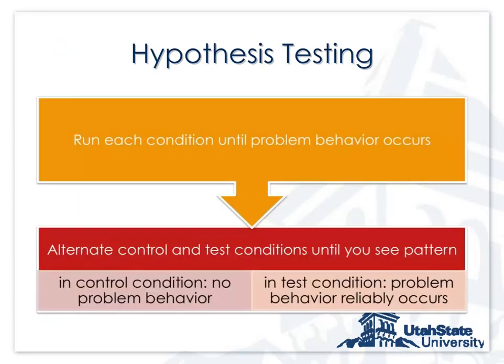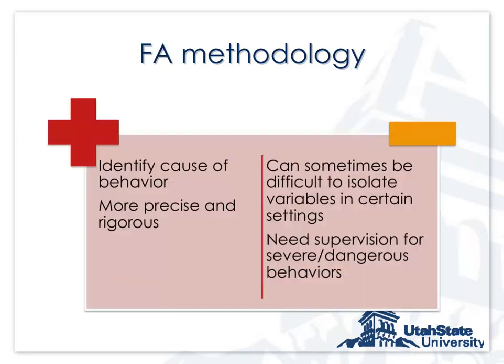Systematically manipulating consequences and antecedents through the use of a functional analysis allows us to identify the cause of the problem behavior in a more precise manner. However, it can sometimes be difficult to isolate relevant variables in certain settings, such as schools. You will need to keep in mind that to run a formal functional analysis for severe problem behaviors or severe dangerous behaviors, supervision by qualified professionals like a board-certified behavior analyst is highly recommended.